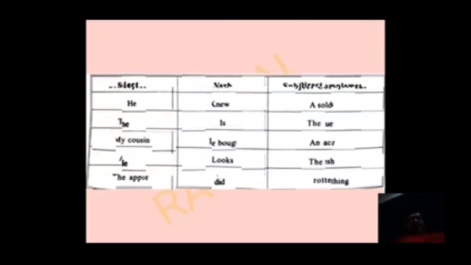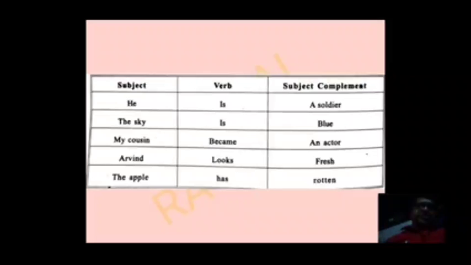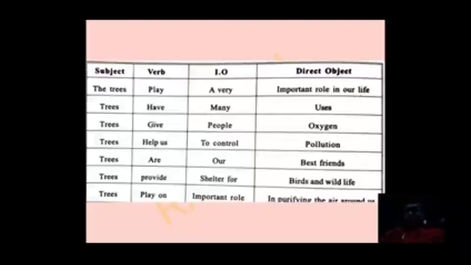So like this. And what we have discussed, subject, verb and subject complement. It is also asked many times. Once again we will discuss it. Subject, verb and subject complement. Here we are giving a complement to the subject. What is the example given here? He is a soldier. The sky is blue. My cousin became an actor. Aravind looks fresh. So this is one kind of pattern.